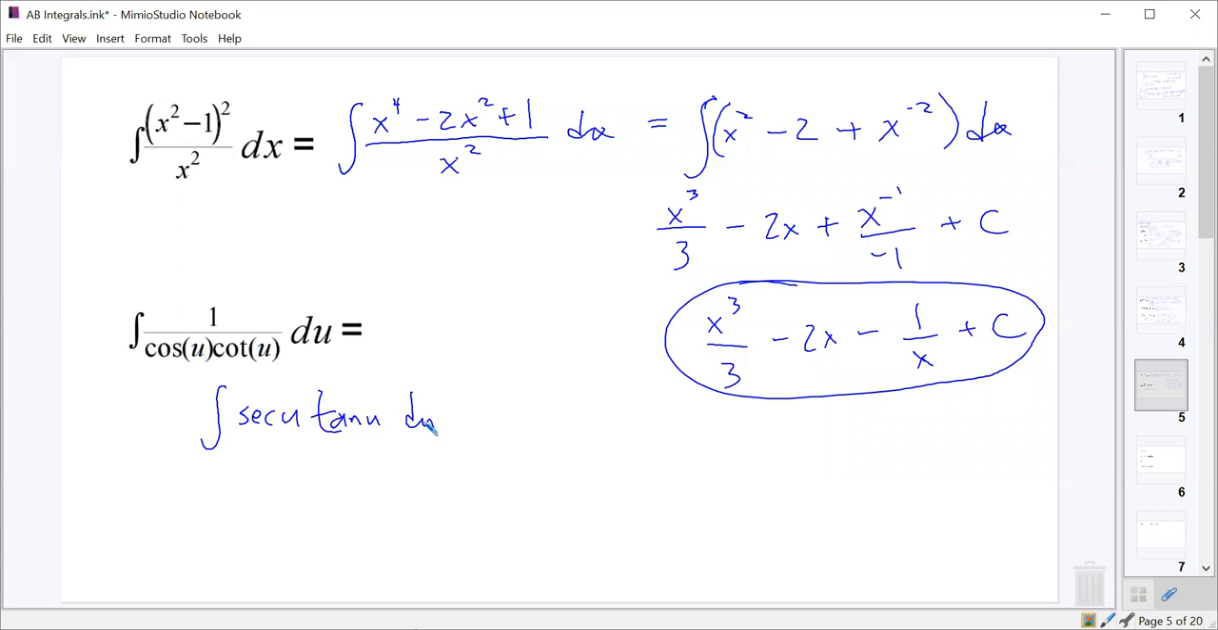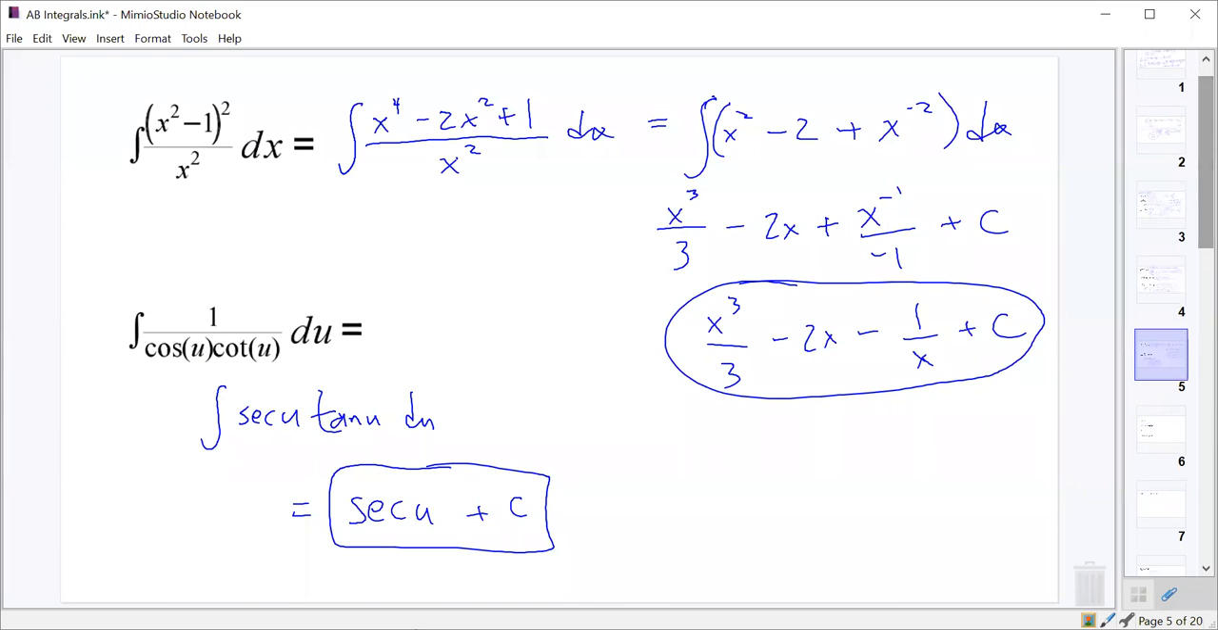All right. And so now, hopefully, you see immediately what that should integrate to become. Because you should know a function that when you take its derivative gives you secant times tangent. Secant should just be secant. Yep, secant u plus a constant. Good or no? Hopefully that's all good. That is all we're going to do today. Any questions?